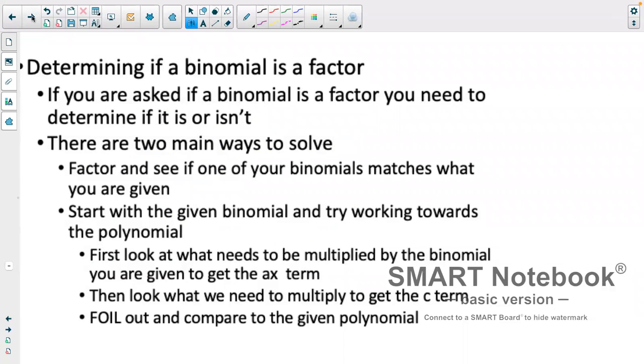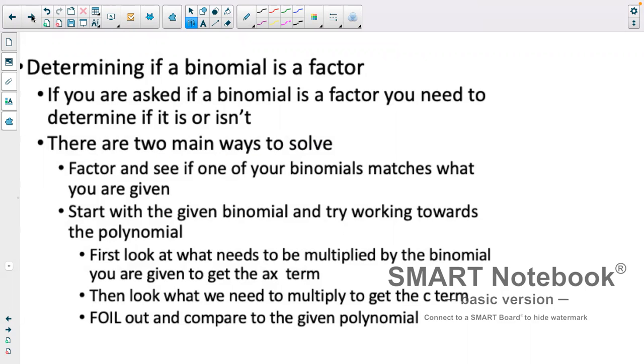Next, we have determining if a binomial is a factor. If you're asked if a binomial is a factor, you need to determine whether it is or not. To do so, there's a couple different ways you can do it. One is factor it using the methods we have just gone over and see if once it's factored, one of the binomials you end up with matches one they're given. Alternatively, you can work backwards and try to create the polynomial based off of a binomial they give you.